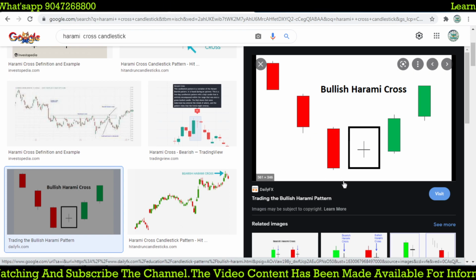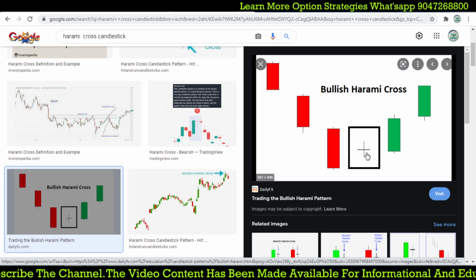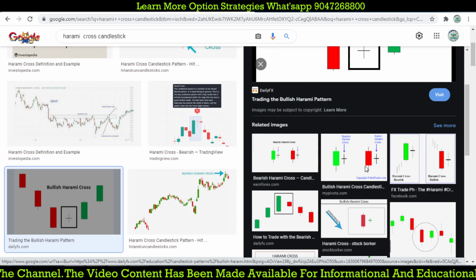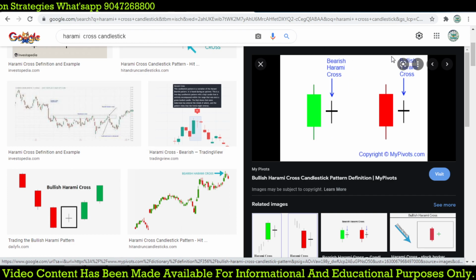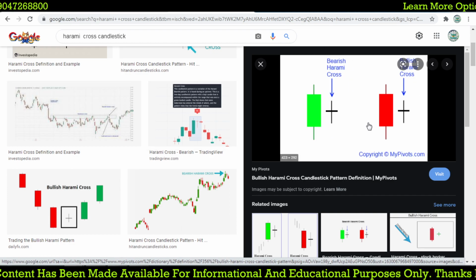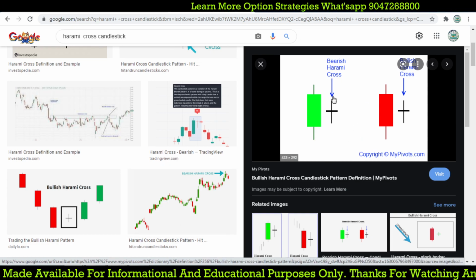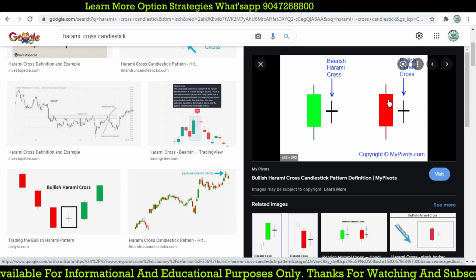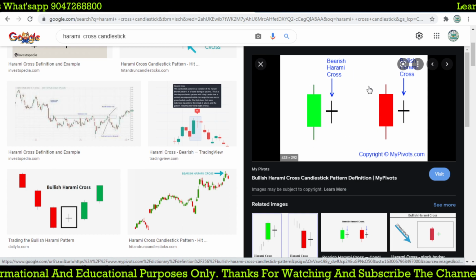The previous candle should be red, and the next candle is the one where it forms a doji, followed by the big candle. So that is called bearish Harami cross or bullish Harami cross. What is the difference between that? If the next candle has a real body, that is called Harami, and if the next candle is a doji, that is Harami cross.